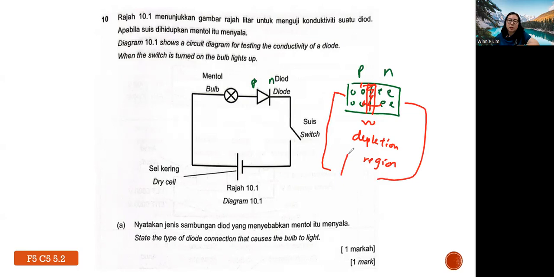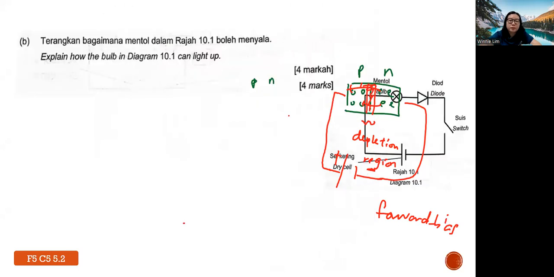If you want the electrons to move and cross over, you need a connection where you have the positive terminal on the left-hand side. So you can drag the electrons and then the circuit will be complete. If P is connected to the positive terminal and N to the negative terminal, then this connection is called forward bias. So your answer for the first one is forward bias. If it's vice versa, then it's called reverse bias.